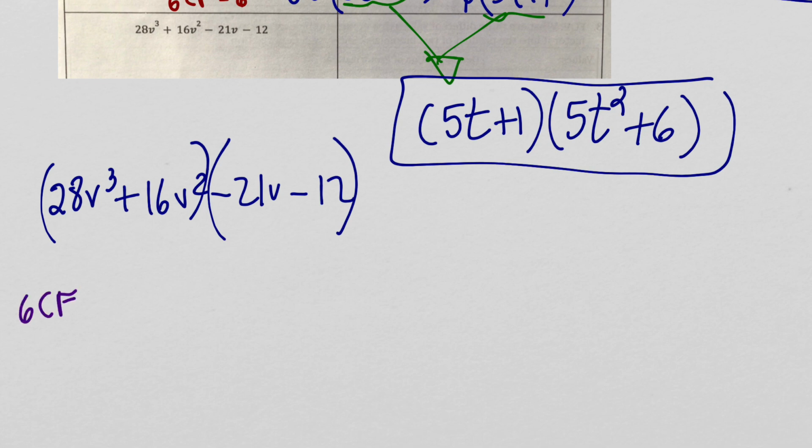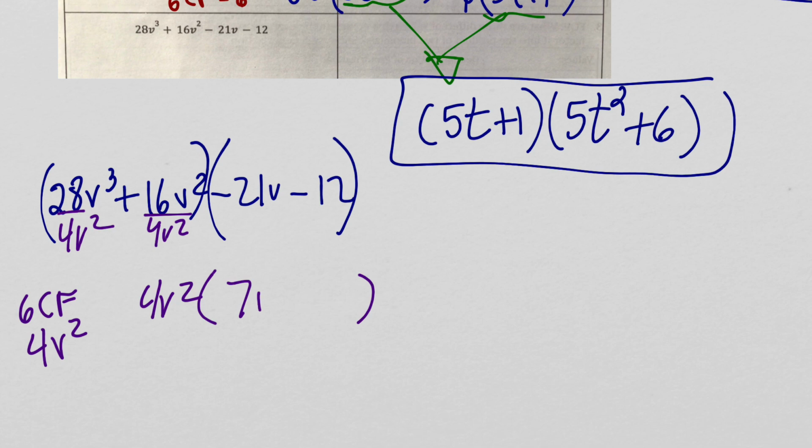GCF. 16 and 28, I believe that's going to be 4 for the two numbers, and then v to the 2nd for the variables. So we do 4v squared. Now let's go ahead and divide these by 4v squared. So I have 7v plus 4.